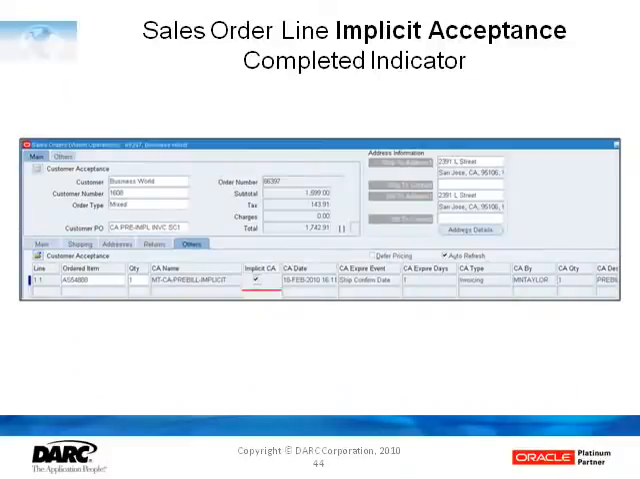Here's an example of how the sales order line reflects it actually being a valid transaction to be accepted, once the implicit acceptance program has been run. The implicit customer acceptance flag is checked, which means yes, it's been accepted. You'll notice that the customer acceptance date of February 18th has been populated as well. It also shows who accepted it, the CA by, customer accepted by, and the customer accepted quantity of 1 also shows there. Okay?